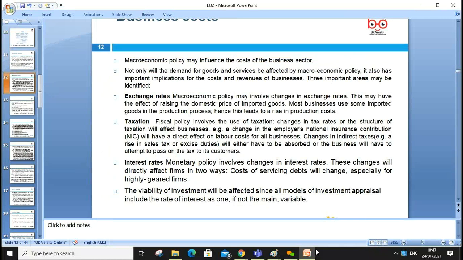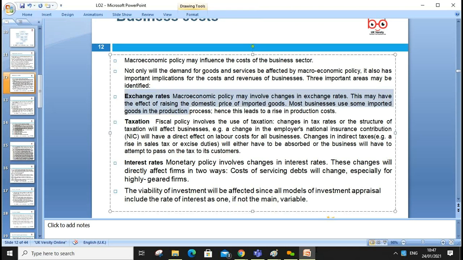That's crucial. Macroeconomic policies also influence the cost of business, such as the effect on tax and exchange rate. Taxation, which is part of fiscal policy, involves changes in the tax rate and the structure of taxation.